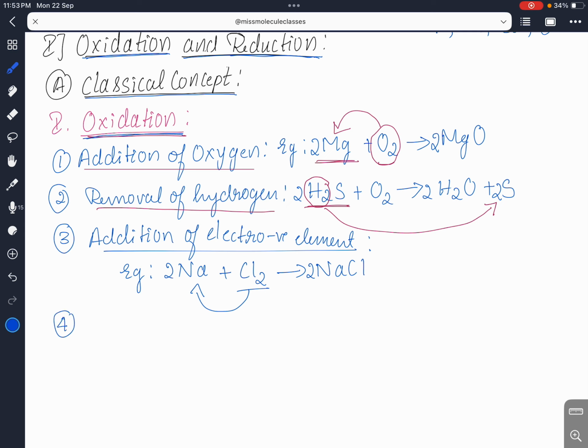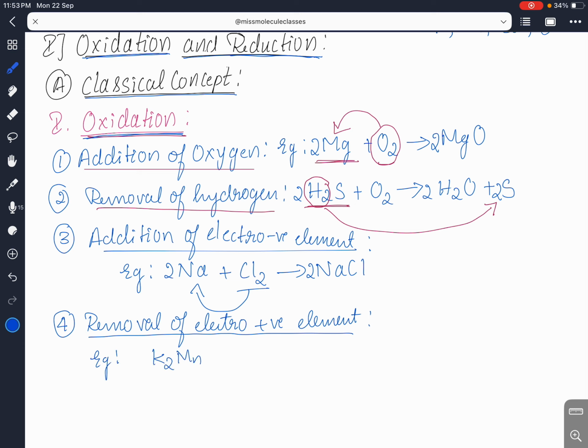Consider the fourth definition for defining oxidation, that is removal of electropositive element. Now addition of electronegative is oxidation. So now the opposite of that, which is removal of electropositive element, is also oxidation. For this I'll take an example where K2MnO4, which is nothing but potassium manganate, reacts with chlorine, and it is going to give potassium chloride and potassium permanganate. I am balancing this reaction here with a 2, and here it is completely balanced.